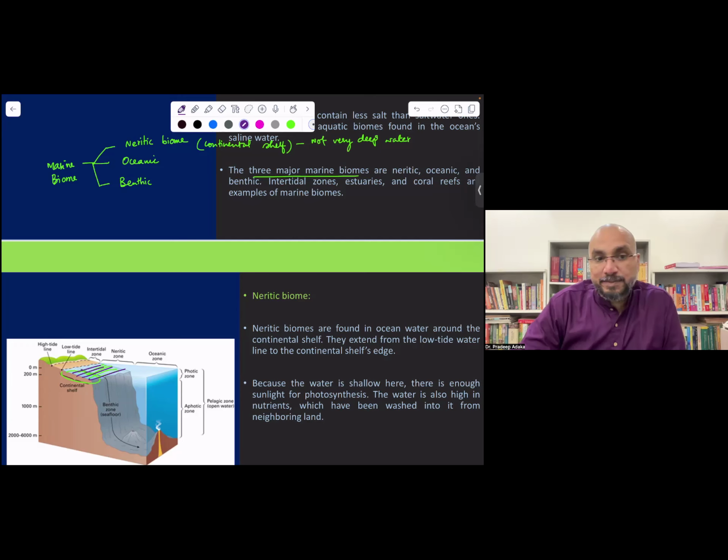Then you have the oceanic biome, that is beyond the continental shelf. That is the oceanic biome. And benthic is the bottom. The ocean bottom is the benthic biome.